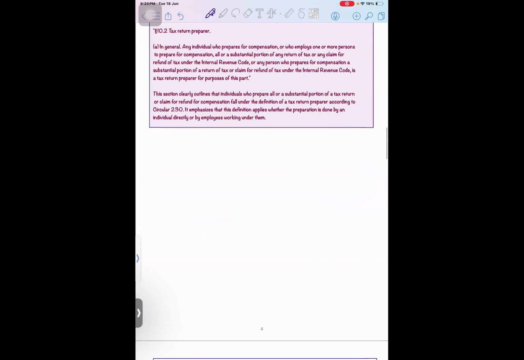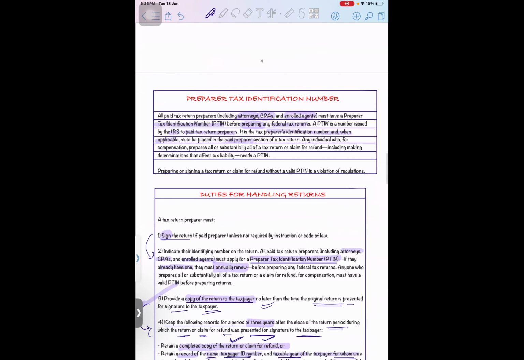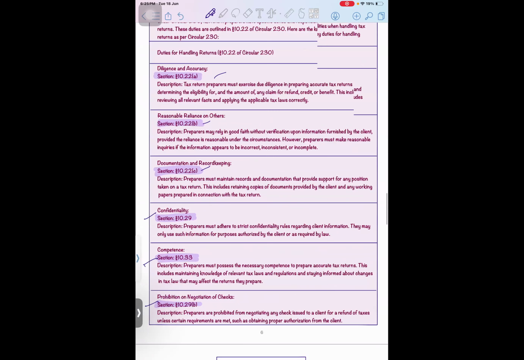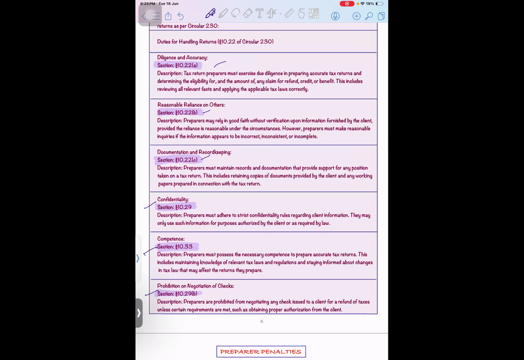Now 10.2, you know that is a tax return preparer. And we are going to do it on a daily basis. So ideally, you will be able to memorize it. 10.2. The reason is, initially I was recommending everyone not to remember it.